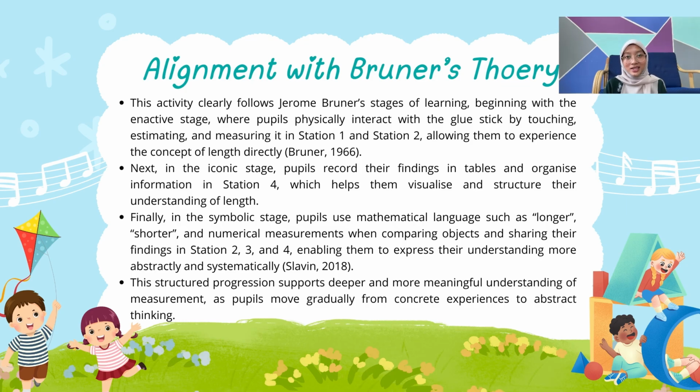In the symbolic stage, pupils use language and symbols to express their understanding. In this activity, pupils use terms such as longer, shorter, and numerical measurement when comparing objects. At this stage, pupils are able to think more abstractly and communicate their ideas clearly. For example, a pupil may say, the pencil is longer than a glue stick. This shows that pupils can represent their understanding using mathematical language and symbols.